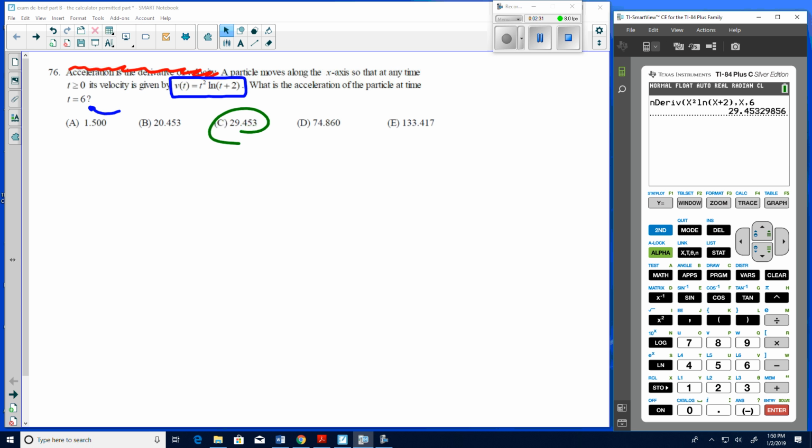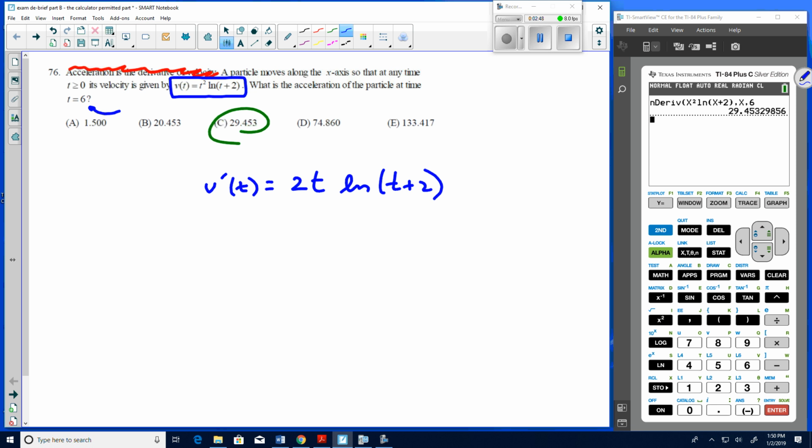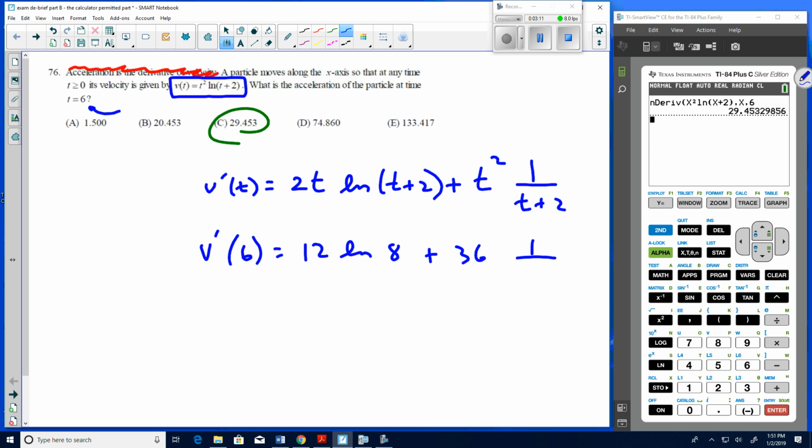If we didn't have a calculator and we needed to try to do this by hand, we could get v prime using the product rule, right? The derivative of the product is the derivative of the first times the second plus the first times the derivative of the second. The derivative of log of t plus 2 is 1 over t plus 2. And then we're supposed to evaluate this at 6. So that would be 12 times the log of 8 plus 36 times 1 over, we're putting 6 in, 1/8.